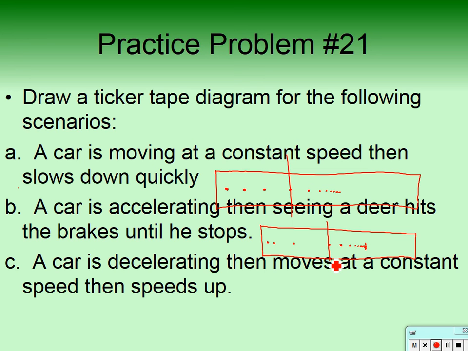Okay, finally, part C. A car is decelerating, then moves at a constant speed, then speeds up. Okay, so we got three things going on here. So how do we show decelerating? Yeah, they're getting closer together. So he's decelerating here to that point. Okay. Then moves at a constant speed. So let's show constant speed for a second. Okay. And then he speeds up. How would I show speeding up? Farther apart. Yeah, so now it's farther apart.